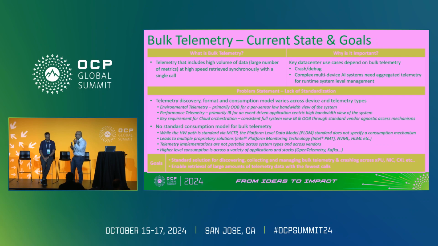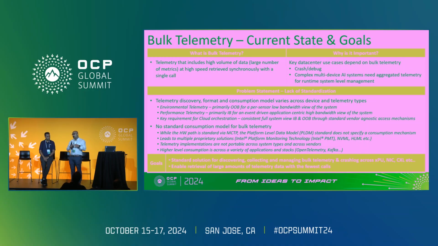Environmental telemetry, and a lot of the discussions we've had over the last couple of days, especially from a Redfish perspective, out-of-band telemetry tends to be a lot of it environmental. And it tends to be accessing a particular sensor, a particular point of information from a particular point in the system, and you're doing it not rapidly. You're doing it over periods of time.